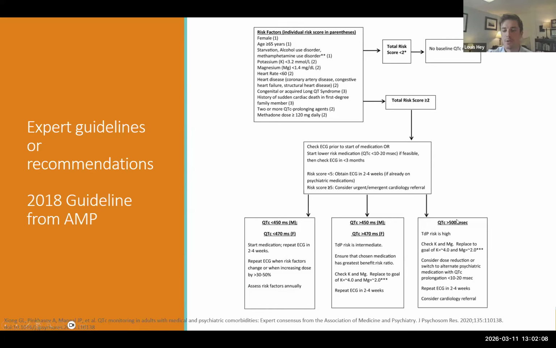And then if the baseline QTc is above 500, check electrolytes, and then yes, more strongly consider an alternative drug, or a drug with a lower risk, and then consider cardiology referral. And then we'll use this with a case study as well.